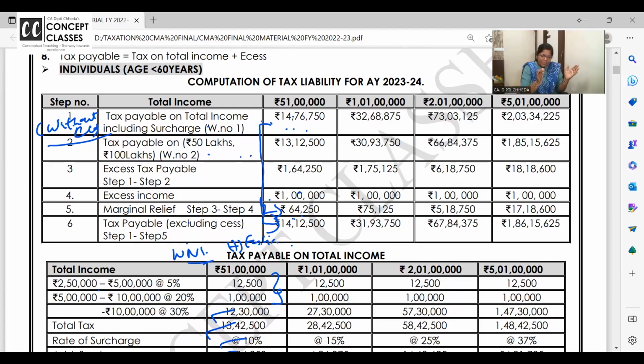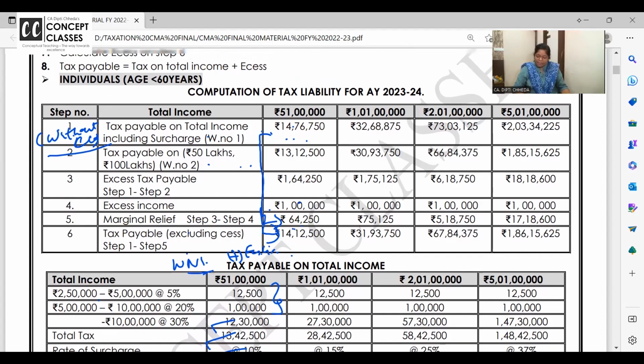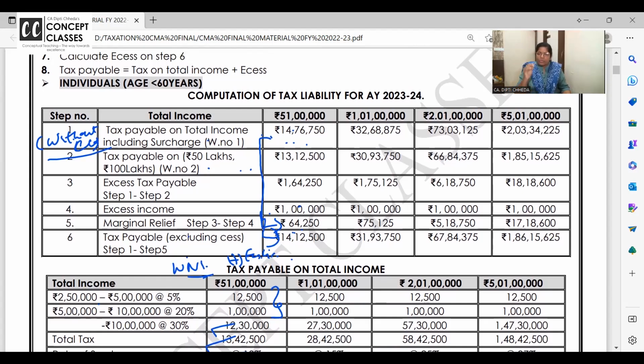So if your income is up to 5 lakhs, minus the rebate. If your income is above 50 lakhs, add the surcharge. Both will not come in a single problem. Okay, one more example. Suppose your income is 50 lakhs and 1000 rupees, even then it will apply to you. I hope you are getting the maths logic.